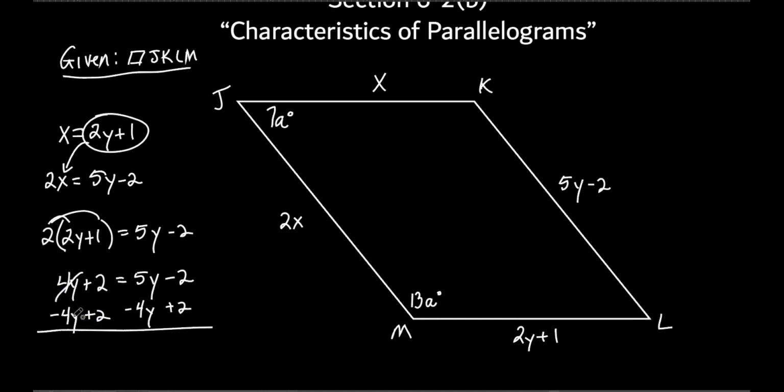All right, hopefully you're following along with my algebra. 2 and 2 is what? 4. And what's 5y minus 4y? Y. So what's y equal to? It's equal to 4. But that's not what they ask. They ask to find the length of a side.